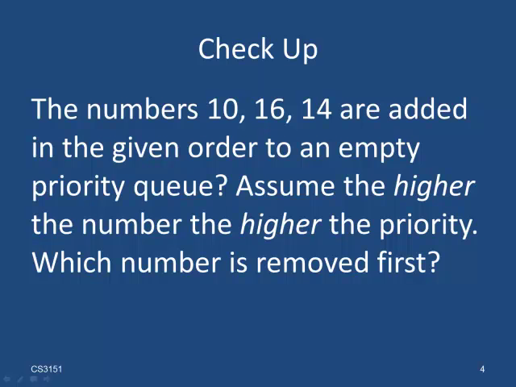Okay, here's the answer. 16 is removed since it is the highest number among 10, 16 and 14 and therefore has the highest priority. Note it does not matter in which order the elements have been inserted before. So the remove policy is very different from the remove policy of a queue. In spite of its name, the priority queue is not a queue.